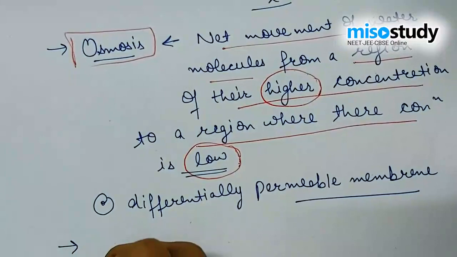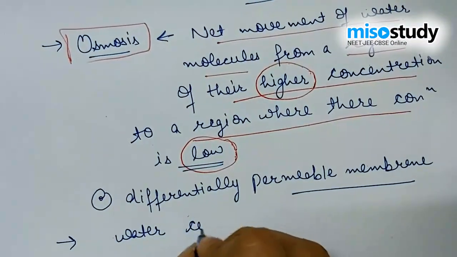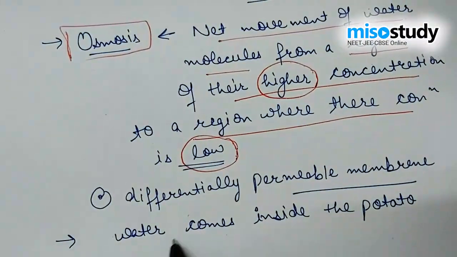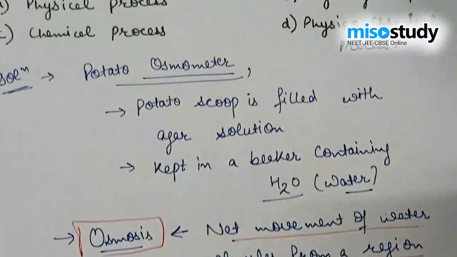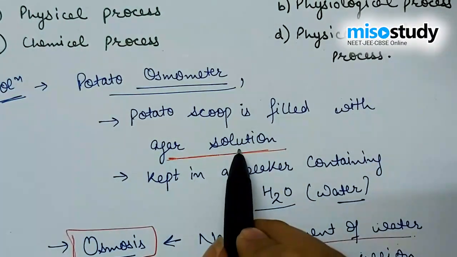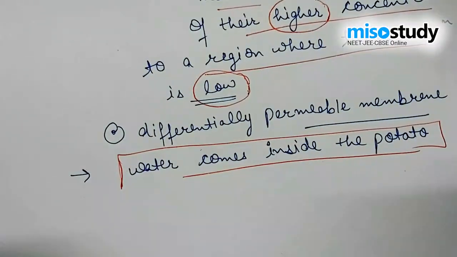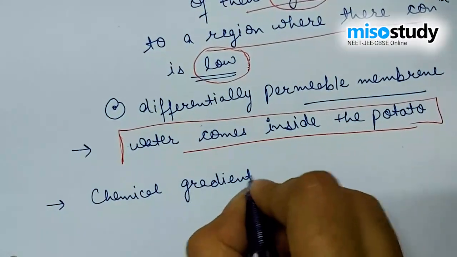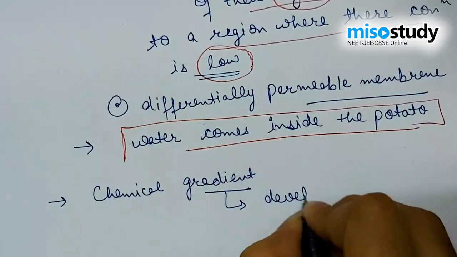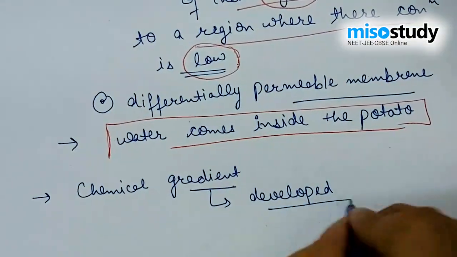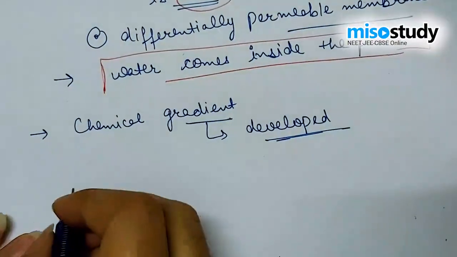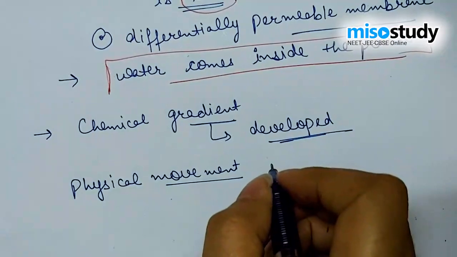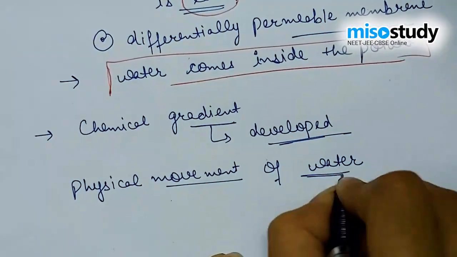And due to the process of osmosis, water comes inside the potato. The potato is generally capped in the scoop, capped in the agar solution. So water moves inward in that solution, and hence a chemical gradient is developed, due to which there is a physical movement of water.